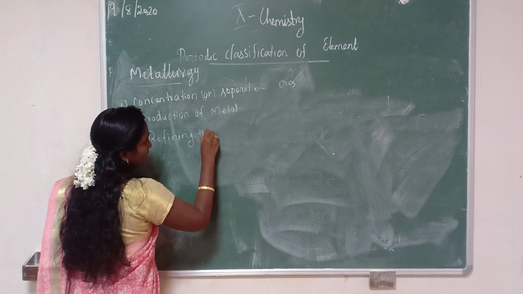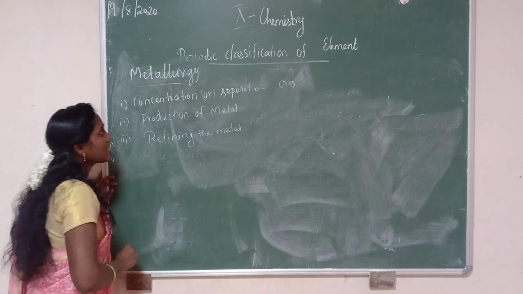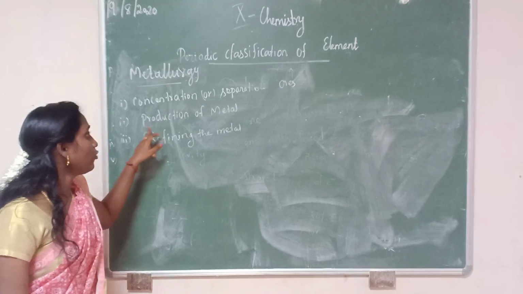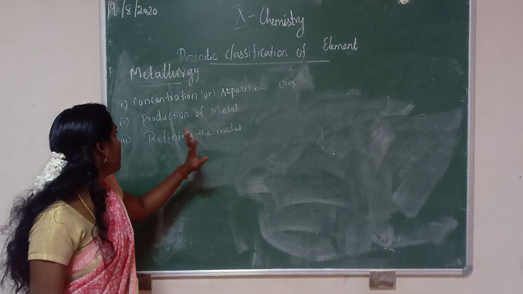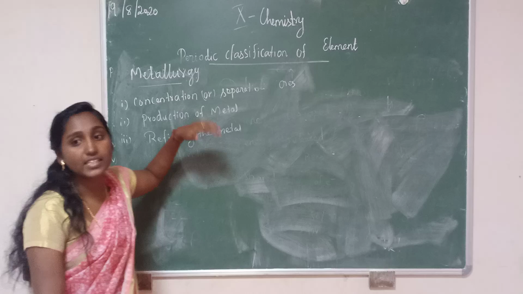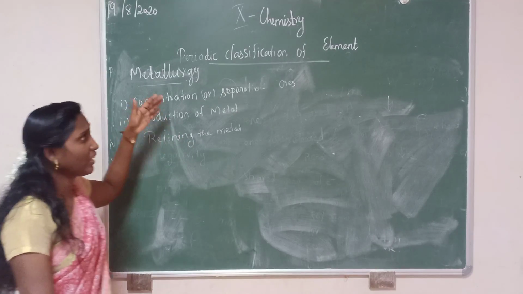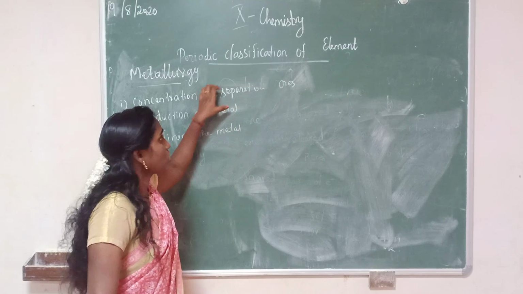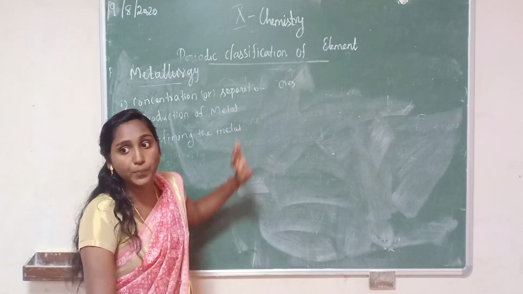So what are the steps involved in this metallurgical process? Concentration or separation of ores, then production of metals, then refining the metal. First, concentration or separation: we have to remove the impurities. So separation of ores is the process to remove the impurities.